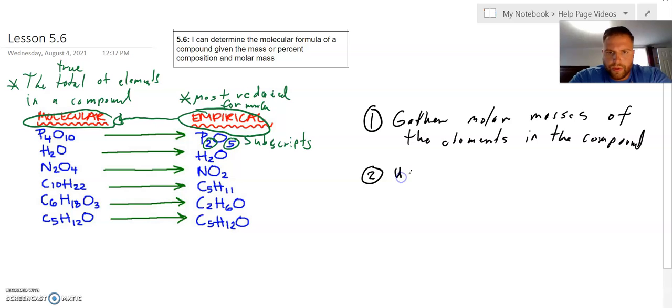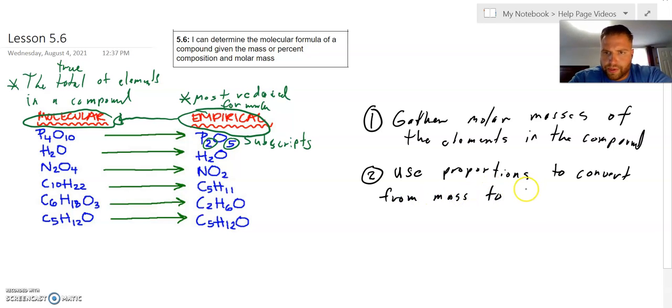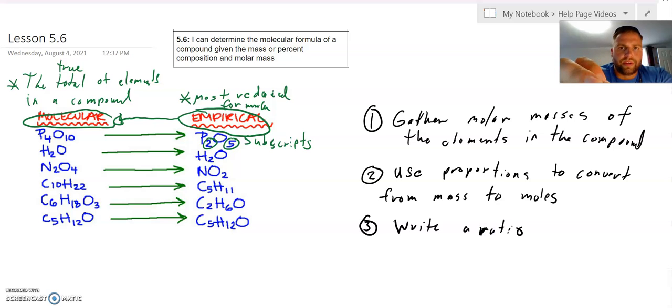Step 2, use proportions to convert from mass to moles. Number 3, again, these should all be familiar: write a ratio. And here's going to be the last step that really kind of switches it up on us.